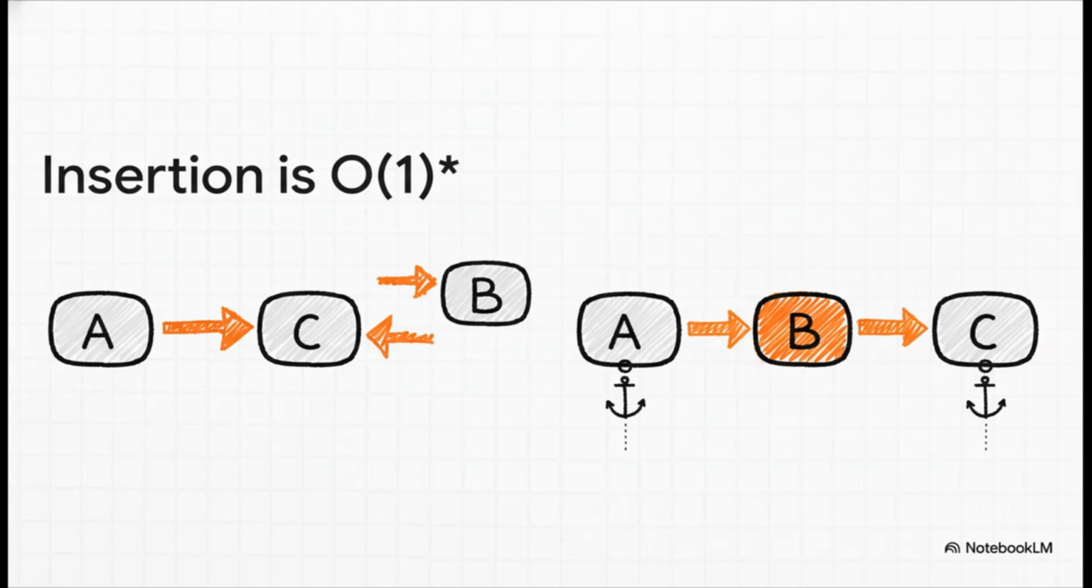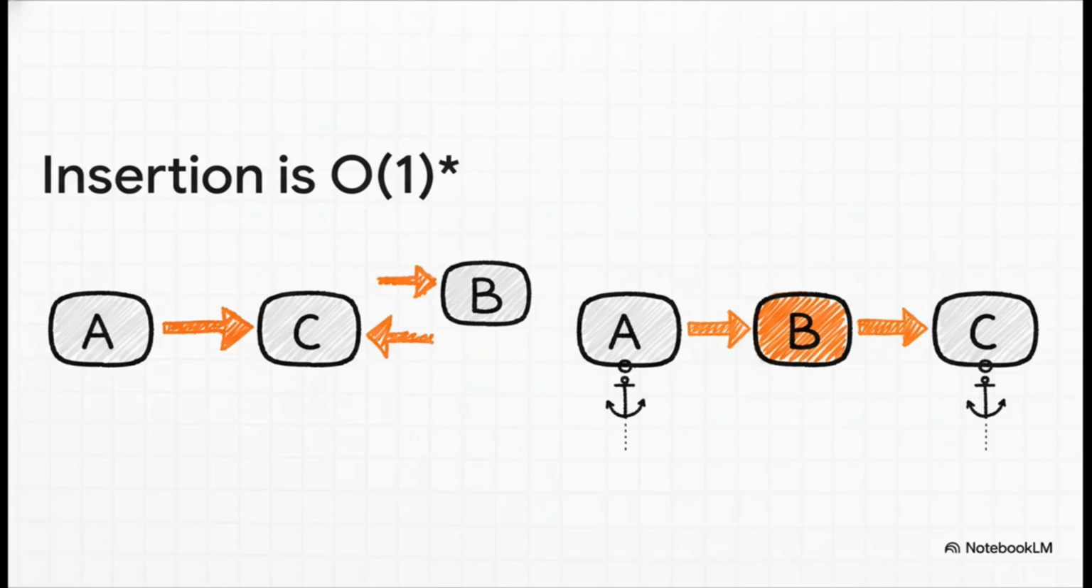You don't have to move anything. You just create your new node, and then you just sort of rewire the clues. You tell the node before it, hey, your next clue now points to this new guy, and you tell the new node, okay, your next clue points to the one that used to be next. That's it. Just a couple of pointer changes. No massive data shifting. It's an O(1) operation.